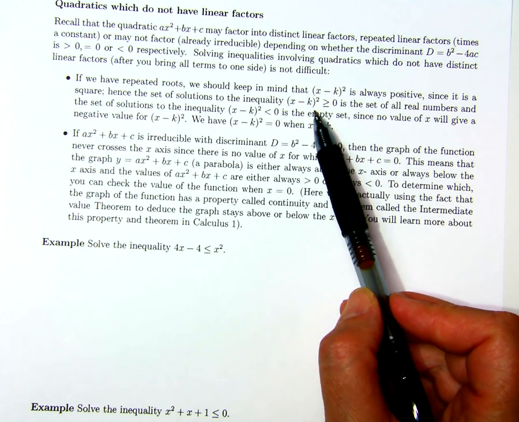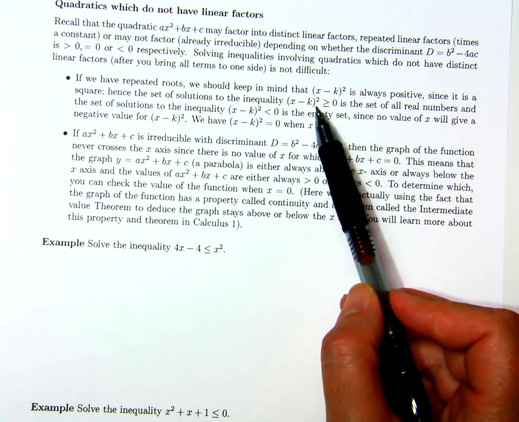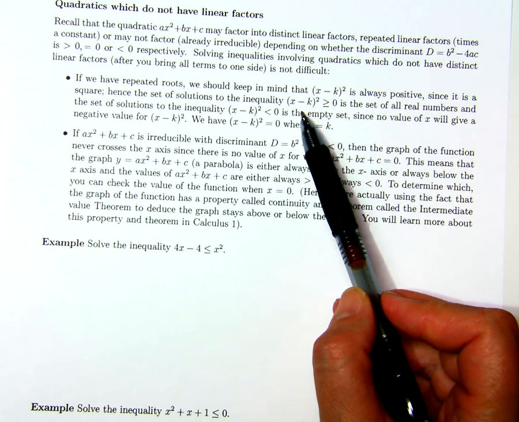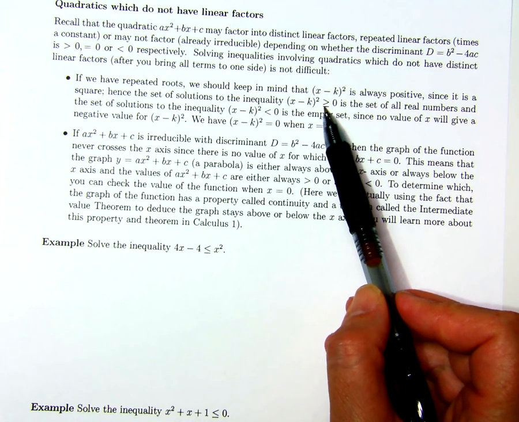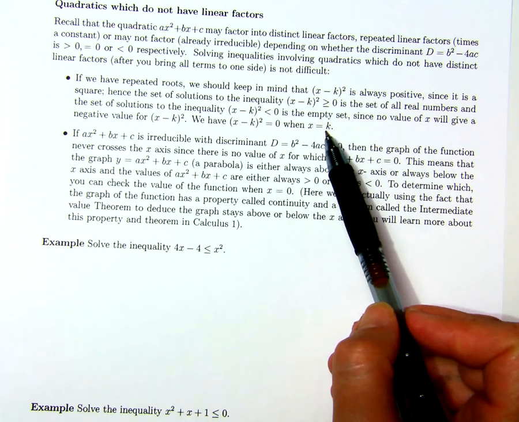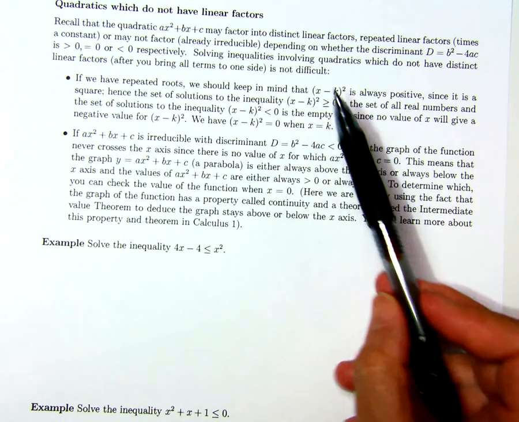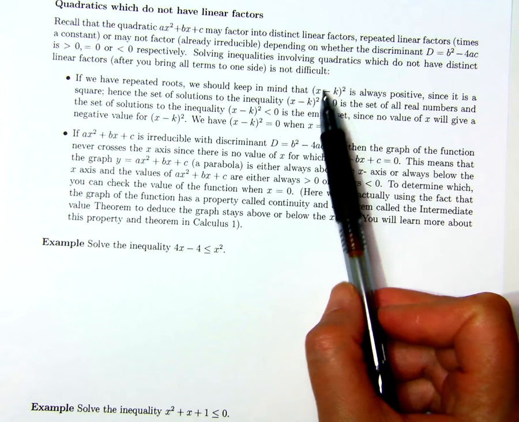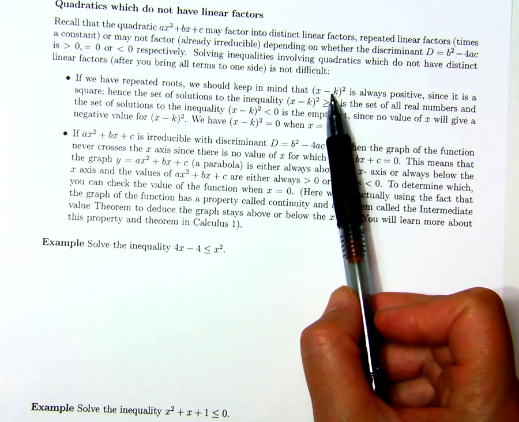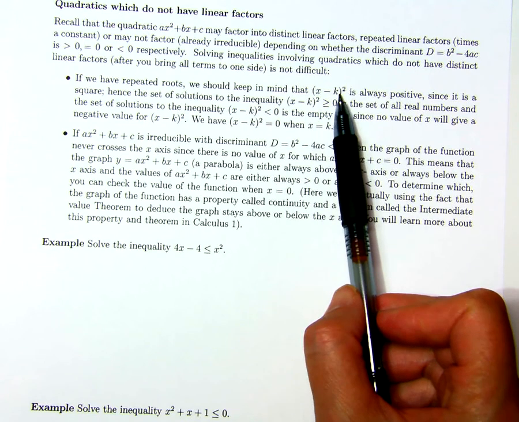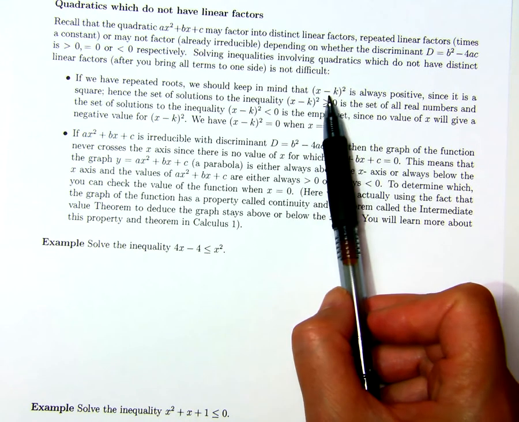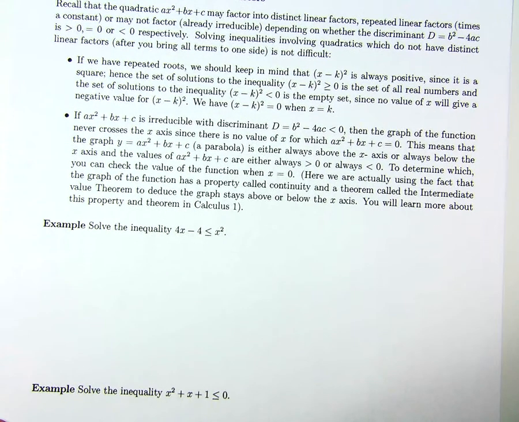And so the set of numbers where (x minus k) squared is less than 0 is the empty set, and the set of numbers where (x minus k) squared is greater than or equal to 0 is all of the real numbers. And it's actually equal to 0 only when x equals k. So if we can rearrange our equation and there are repeated linear factors to our quadratic, then we're going to end up with a constant times this, and we're going to have to decide when that's positive and when it's negative. And keeping in mind that a square is always positive makes it pretty easy to solve.